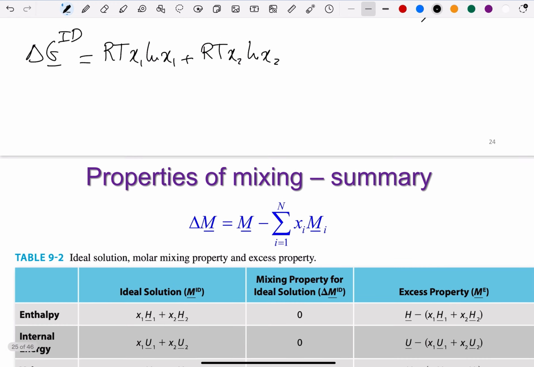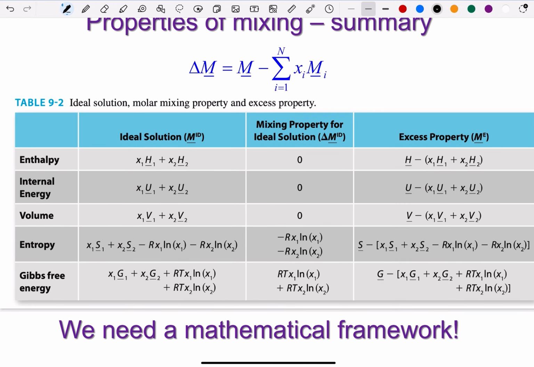So to summarize, this is a table that shows the mixing property for an ideal solution: for enthalpy, internal energy, and volume, the mixing property is all going to be 0. But for entropy, it's non-zero, as I showed you. You can derive it for the Gibbs free energy and for the real mixture excess properties. Always you are comparing to the ideal solution: real mixture minus ideal solution.